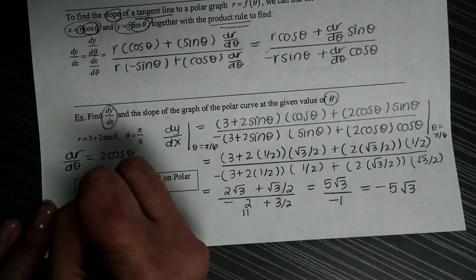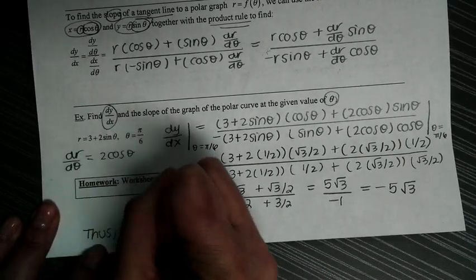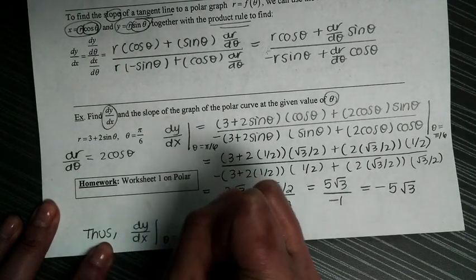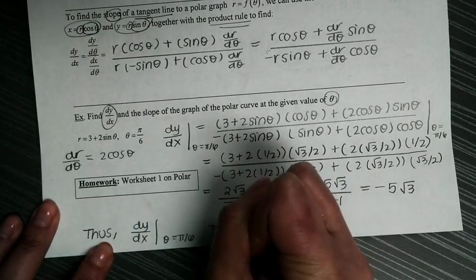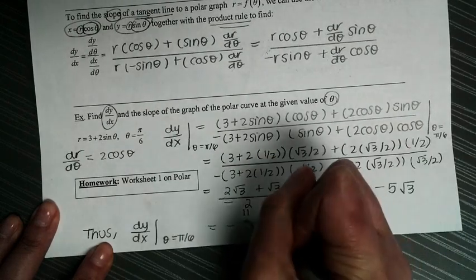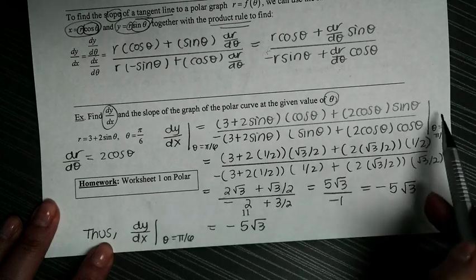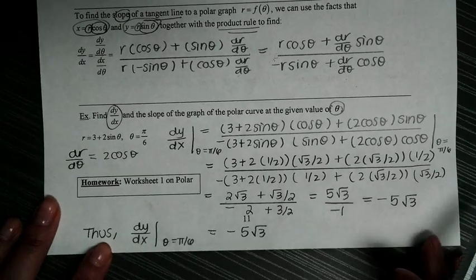If you want to conclude or be extra, you can go ahead and put dy dx evaluated at pi over 6 is going to be equal to negative 5 root 3. That would be okay, but either way, if you are indicating this situation, you would be fine.